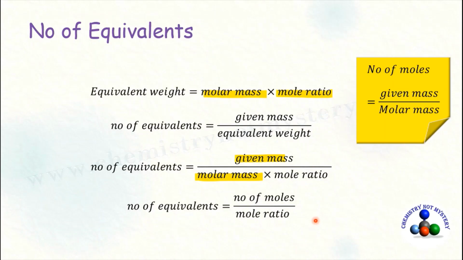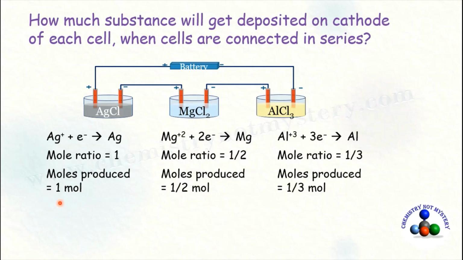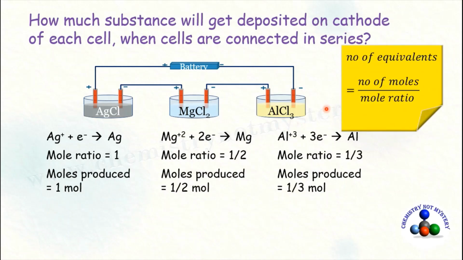Now let's calculate number of equivalents here. We have the formula: number of equivalents is equal to number of moles produced divided by mole ratio. Here 1 mole of silver is produced and the mole ratio is 1. So the number of equivalents will be equal to 1 by 1, which is 1.